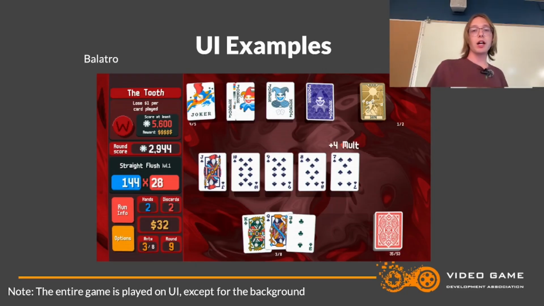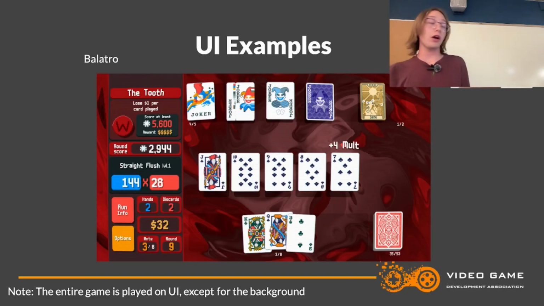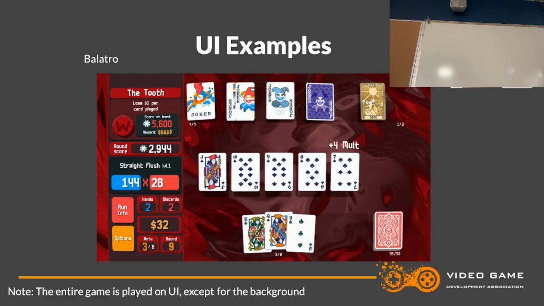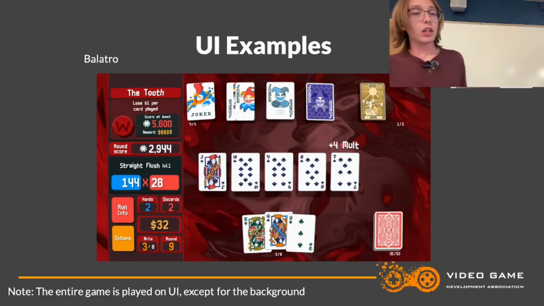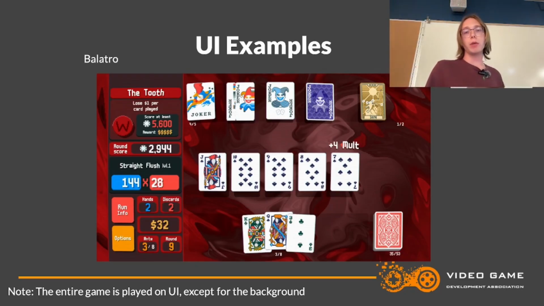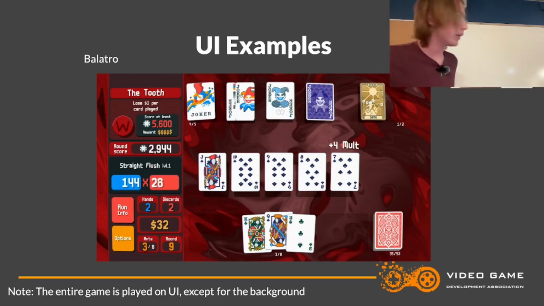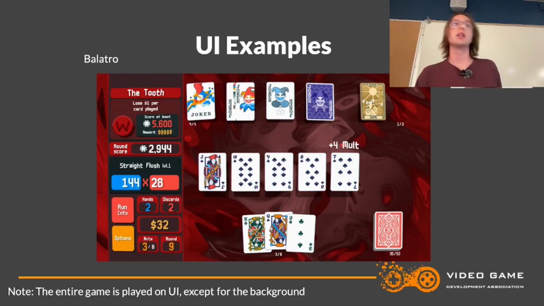Next one, Balatro. This one is a very special case. This entire game is played within the UI. All these elements here, besides the background, are UI, and there's also a little post-process effect as well. You can probably see it better in game, but it's this sort of old school TV effect going on, which is a post-process effect. If you ever make a game that is just UI, you might have your entire game played on the UI, which is what happens in Balatro. So just keep that in mind as you're going through.